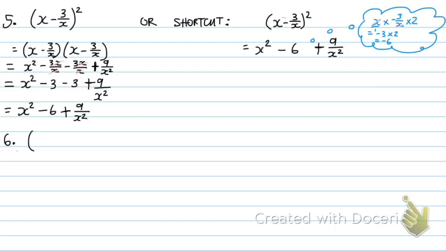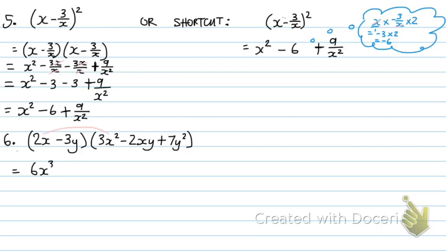Right, number 6. Last one. 2x minus 3y and then a trinomial, 3x squared minus 2xy plus 7y squared. To multiply a binomial and a trinomial, it's the first one times everything in the second bracket, and the last one times everything in the second bracket. So it's 2x times 3x squared is 6x to the power 3. 2x times negative 2xy is negative 4x squared y. 2x times 7y squared is plus 14xy squared.